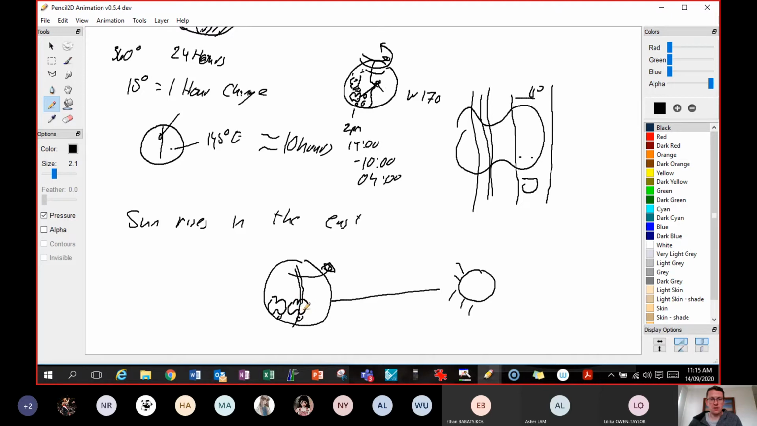So who will get the sunrise first? Well, it'll be the person who's most easterly, because we've got north, east, south, west, and that's the way the Earth spins. So you're going to see it.